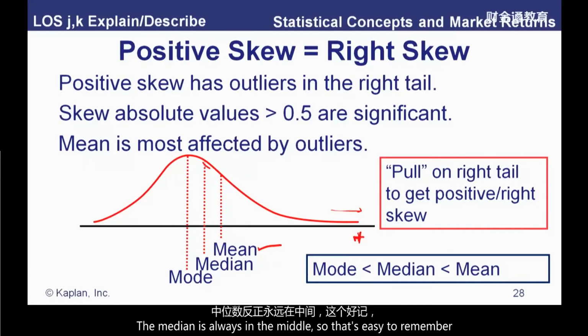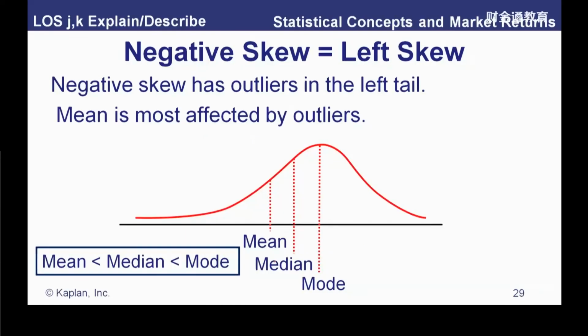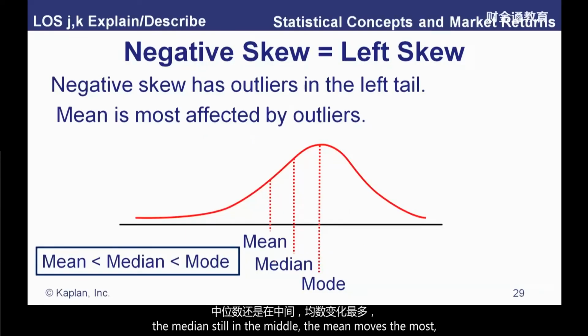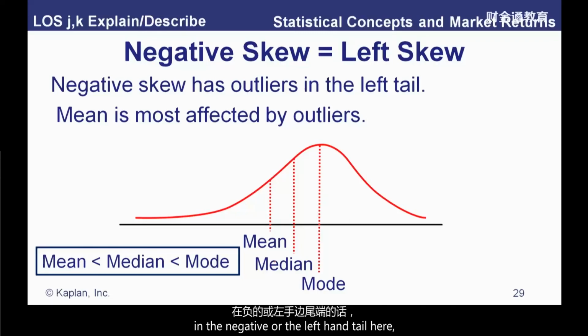The median, well, it's in the middle. So that's easy to remember. The mean moves most. The mode doesn't move. The median's in the middle. Now, for left-hand skew, we get just the opposite result. The median's still in the middle. The mean moves the most, and the mode stayed unchanged. So if we have negative skew, where we've got some extreme values in the negative or left-hand tail here, then the mean is less than the median, is less than the mode.